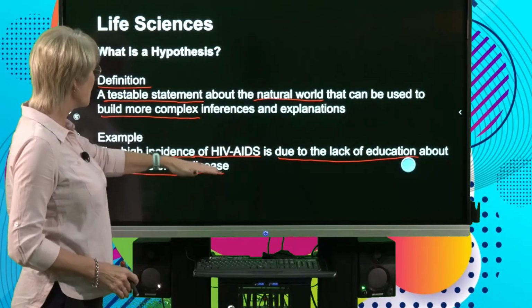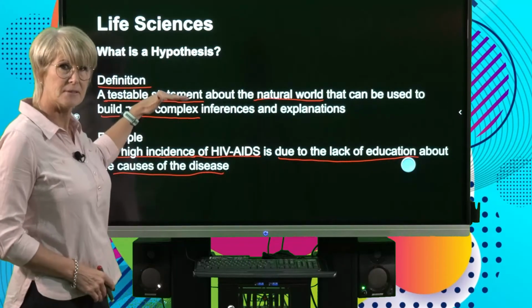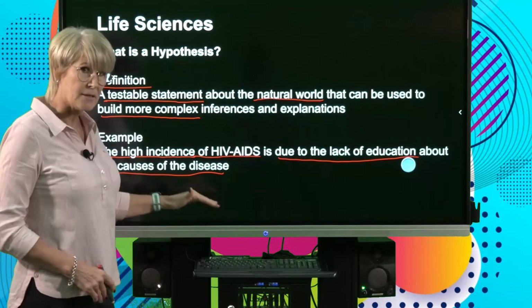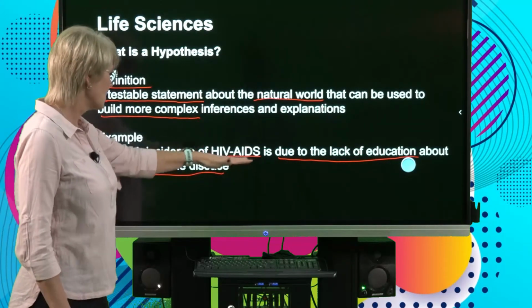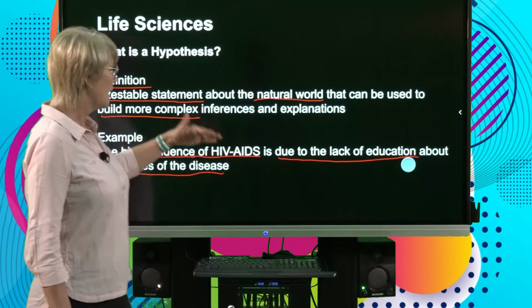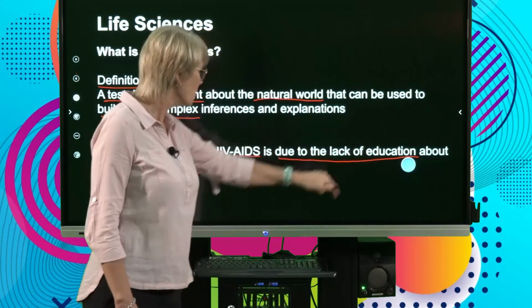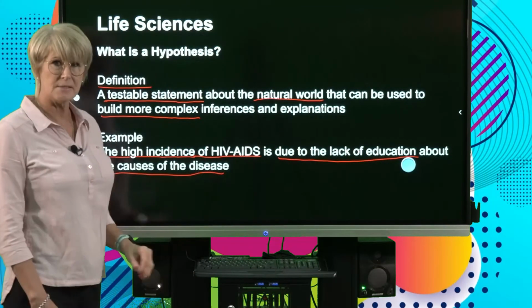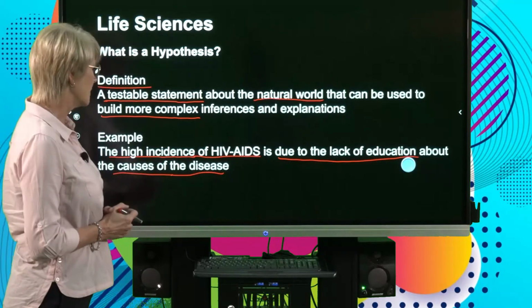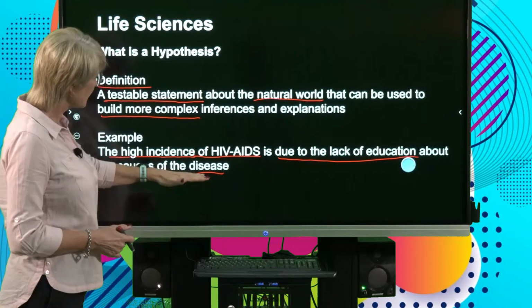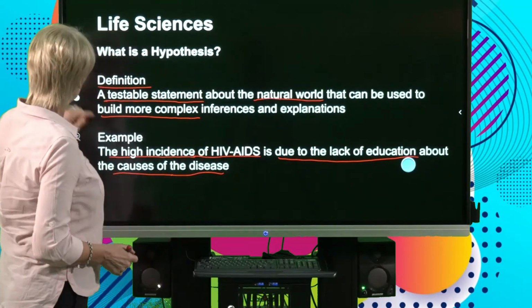Okay, and that's why we always say that a hypothesis is a testable statement. So I now need to go and see, if this is the case, is the fact that there's so much HIV in the world due to the fact that very many people don't know what causes the disease and possibly how it is spread, and things like that? So it's a statement that I can now go and test. All right.